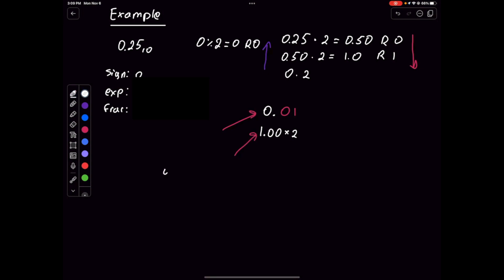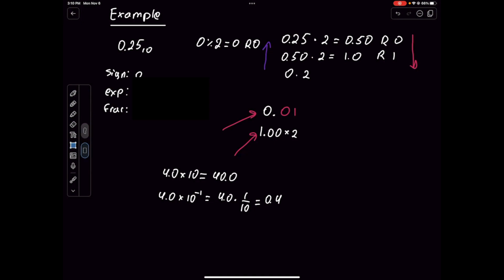Remember, when we have in the decimal form, let's say, 4.0 times 10, that's going to be 40.0. And if we did 4.0 times 10 to the power of negative 1, that would essentially be 4.0 times 1 over 10, which equals 0.4, right? Because we're dividing by 10, it's going to go that way.